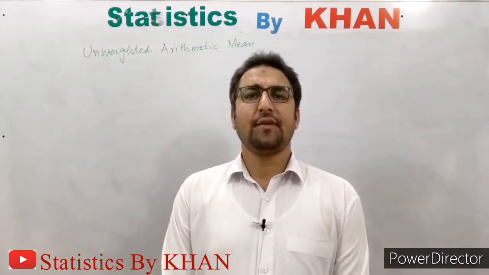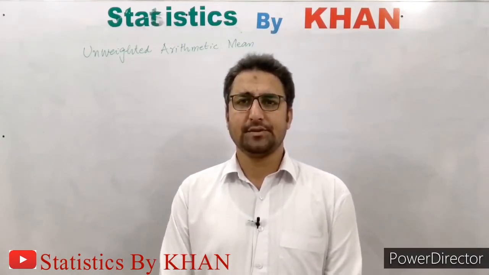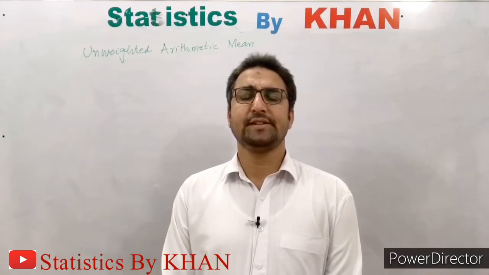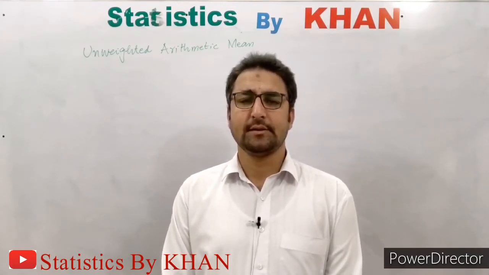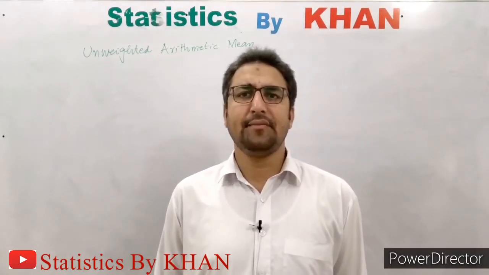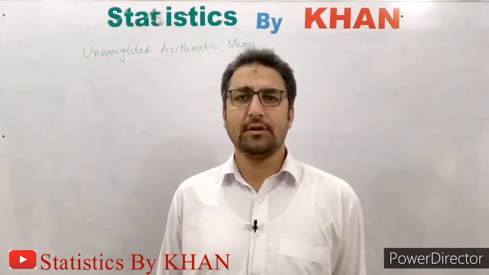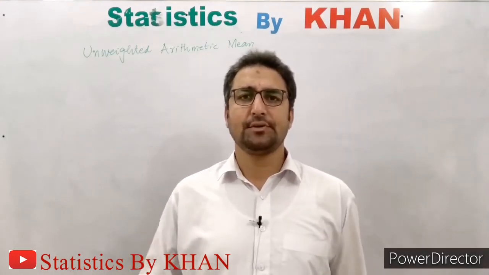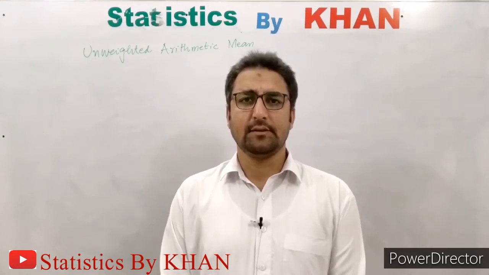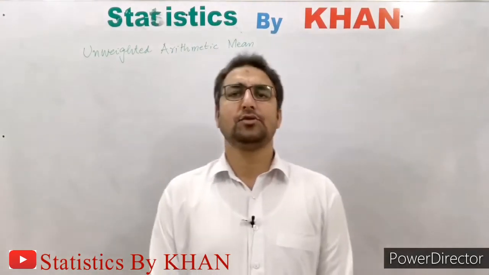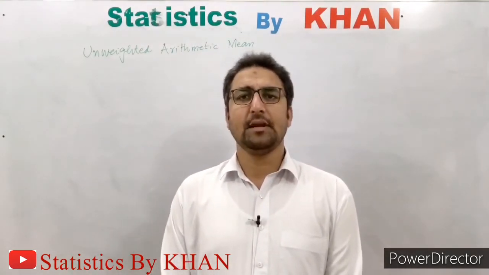Similarly, if instead of 5 observations, we have 50 observations, meaning each of the observations has occurred 10 times in the entire data set, it is identical to each of the data points having occurred only once, because the importance of each of the observations is equal. In that case, the arithmetic mean would become the unweighted arithmetic mean automatically.